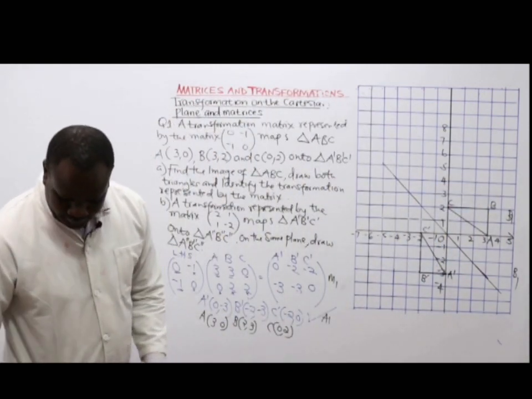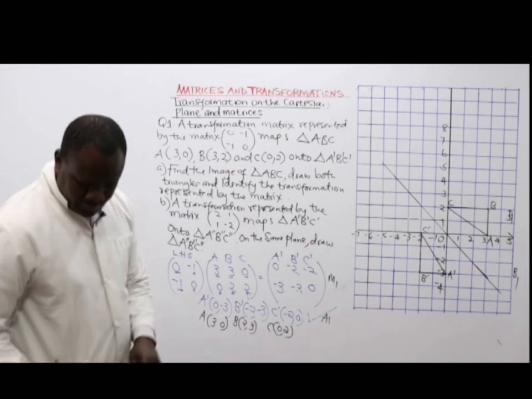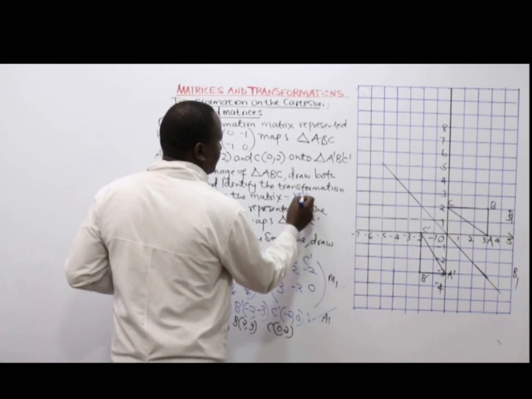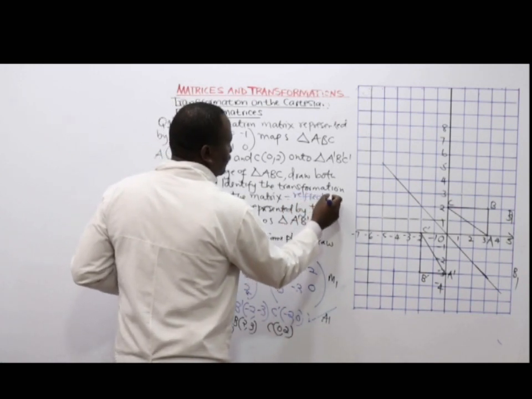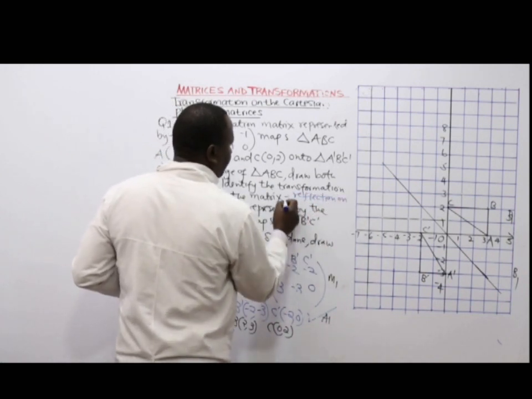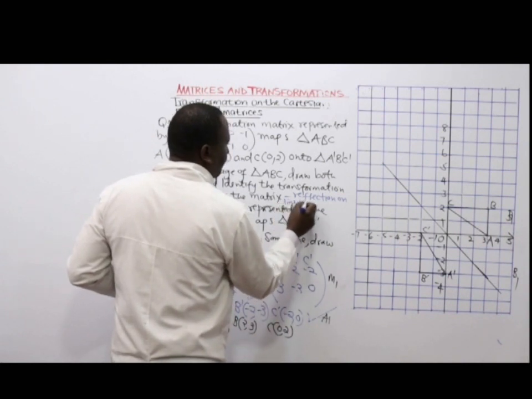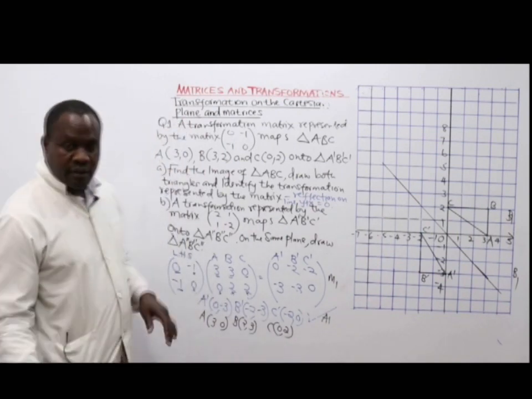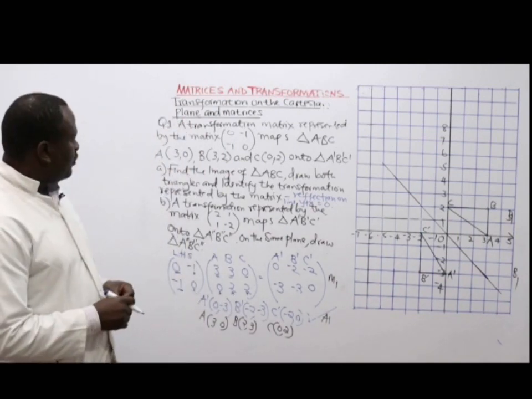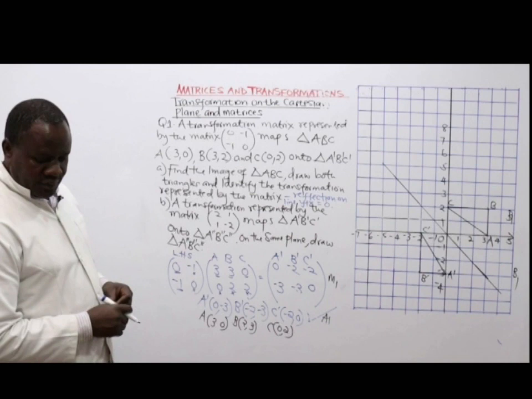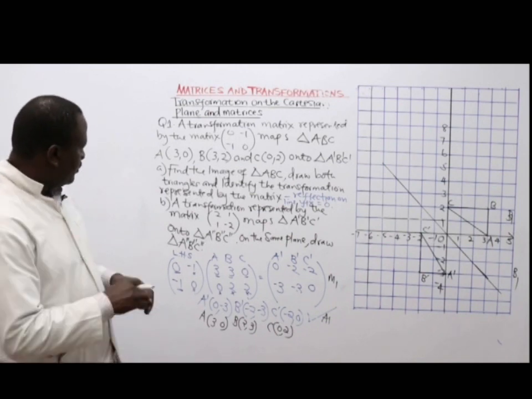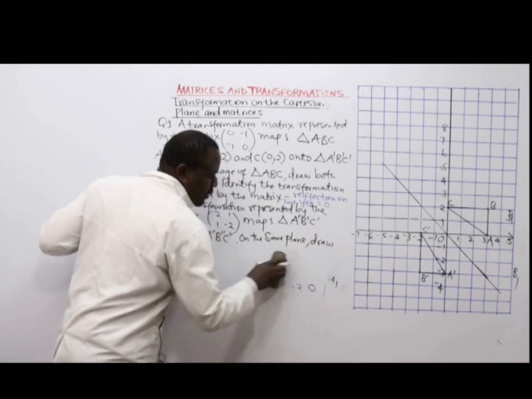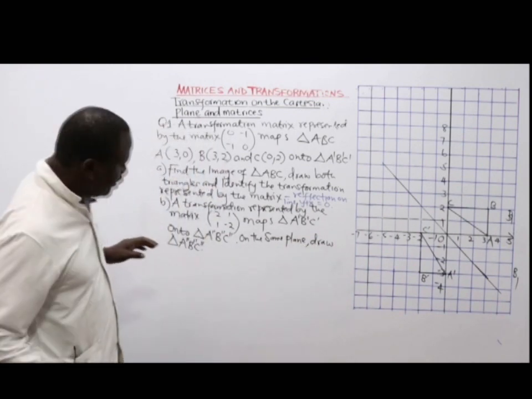We say this one, reflection on line y plus x is equals to 0. Reflection on line y plus x is equals to 0. So you have to remember about reflection in that line.